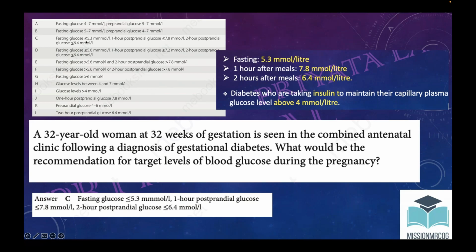Fasting 5.3, ma'am. Actually, they are asking targets in pregnancy, and 5.6, 7.8 are the levels for diagnosis. Okay, so I also said it wrong. So fasting 5.6 or more, and 2 hour 7.8 or more, if we have to diagnose GDM. Now, if the diabetes is already there, these are the target levels in pregnancy. Here the patient is already pregnant, so they are asking about target levels. So these are the target levels: fasting 5.3, 1 hour 7.8, 2 hours 6.4. So the answer becomes C. Is it clear? Yes, please.